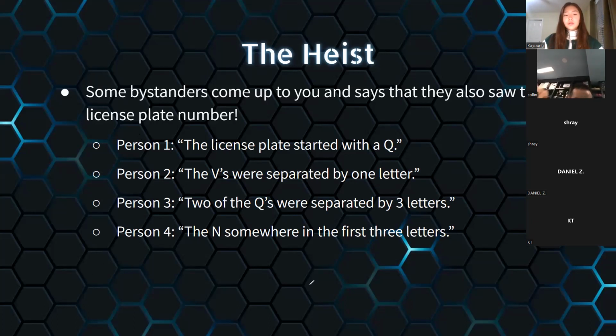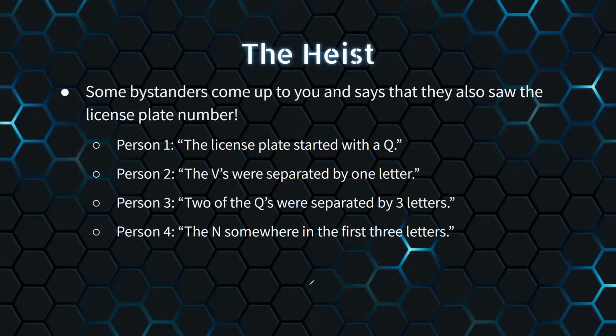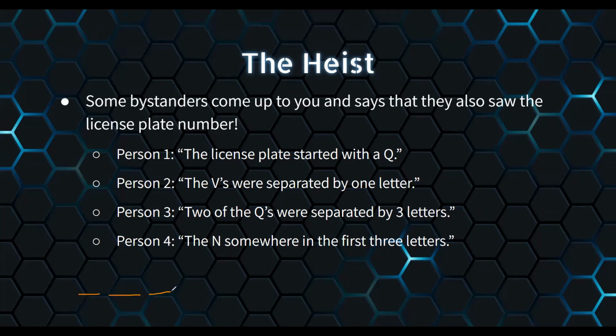Okay, I'm gonna do this right here. So since there was 3, 2, 1, there must be 6 total spots. And we know for sure that there's 3 Q, 2 V, 1 N. Okay, so the license plate started with a Q. That's pretty straightforward. The 2 V's were separated by 1 letter. Oh, there's a lot of possibilities. It could be like VV, VV, VV, I don't know.